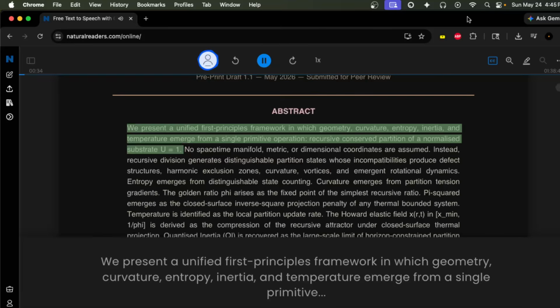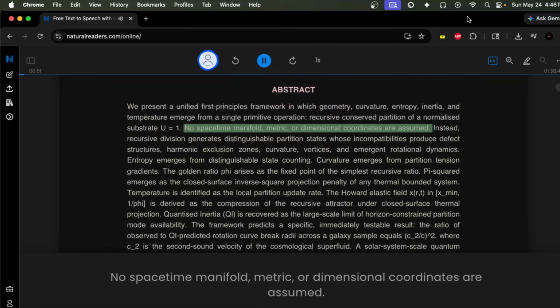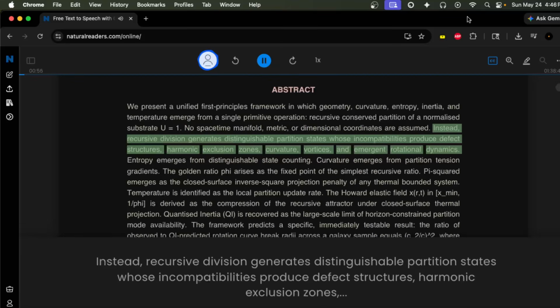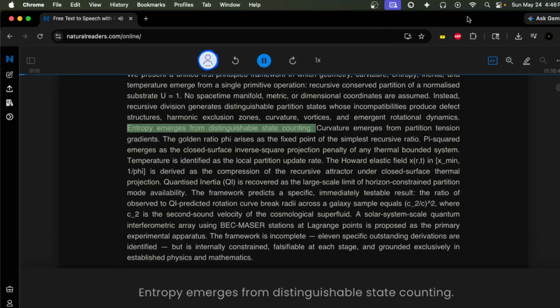Abstract. We present a unified first principles framework in which geometry, curvature, entropy, inertia, and temperature emerge from a single primitive operation, recursive conserved partition of a normalized substrate U equals 1. No spacetime manifold, metric, or dimensional coordinates are assumed. Instead, recursive division generates distinguishable partition states whose incompatibilities produce defect structures, harmonic exclusion zones, curvature, vortices, and emergent rotational dynamics. Entropy emerges from distinguishable state counting.